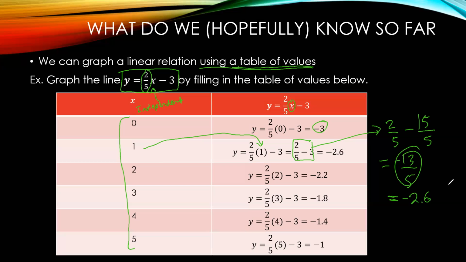So I'm going to complete the rest of the table here. And again, you can see all the answers. All I'm doing is subbing in 2 here. So I get 2/5 times 2. That becomes 4/5. And then, of course, 4/5, and I'll do the math here, minus 3.